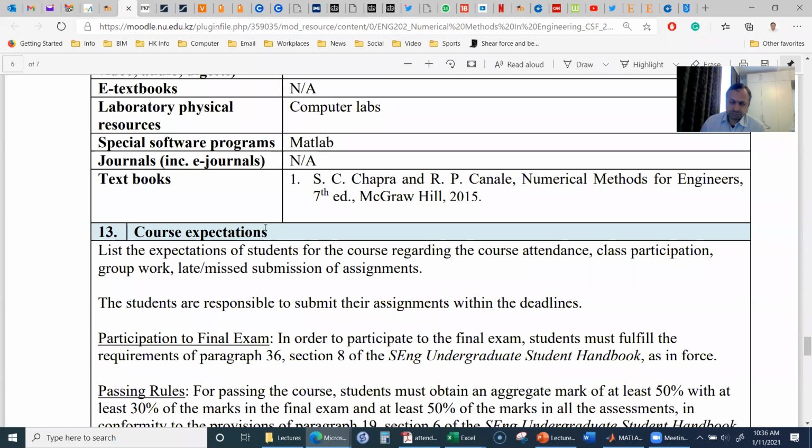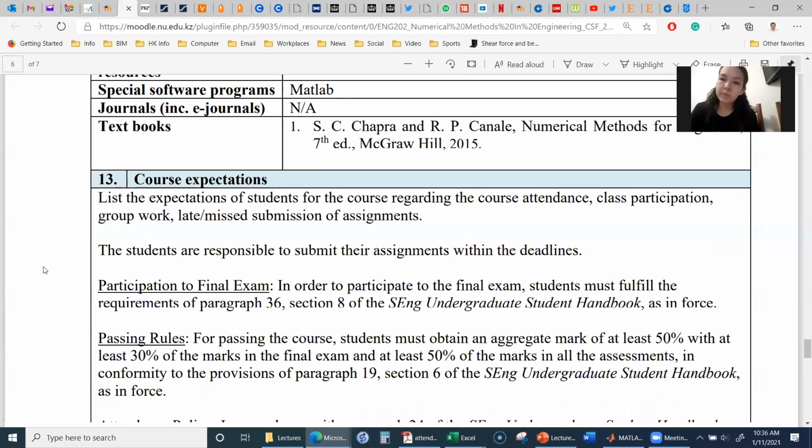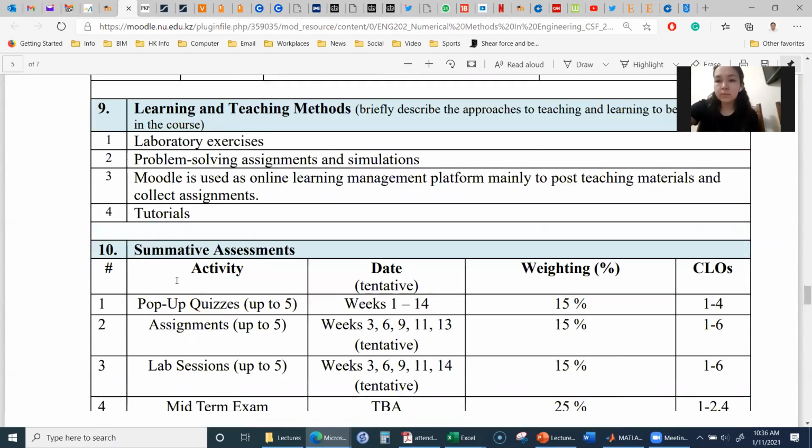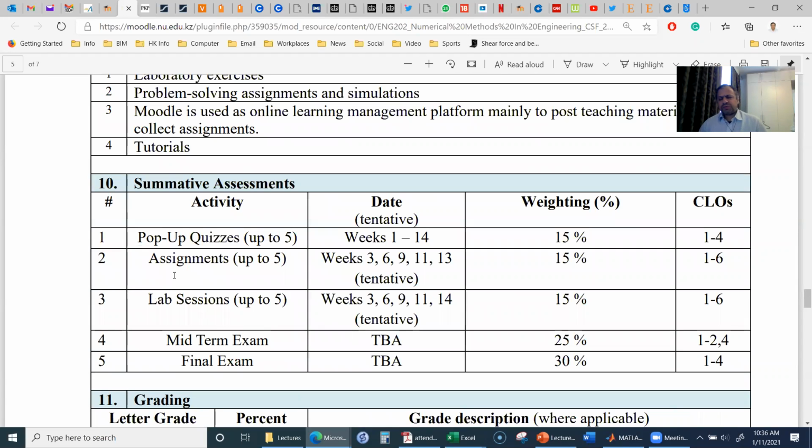Next question. I have a question regarding the pop-up quizzes. Can you elaborate on the format of the quiz? Will it be on Moodle or a handwritten quiz or what? Normally, no, actually it will not be pop-up quizzes. I will announce the quizzes before I want to give them to you. And the format will be just problem solving. Okay.